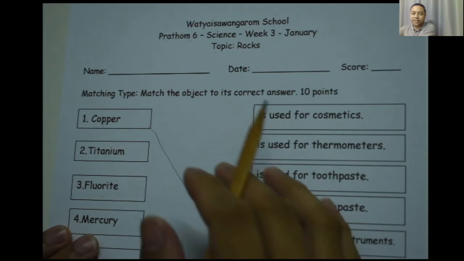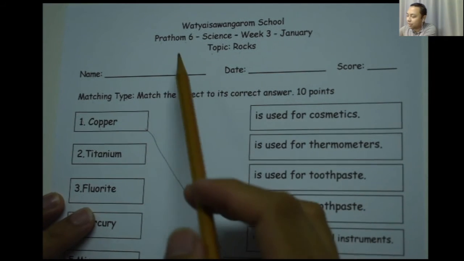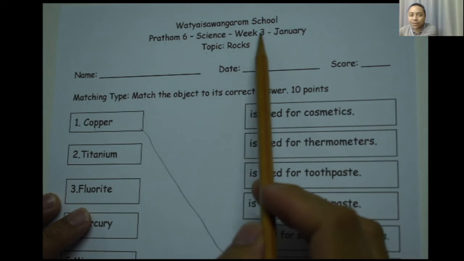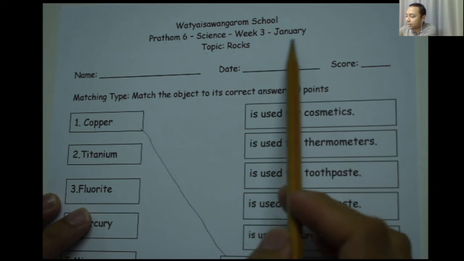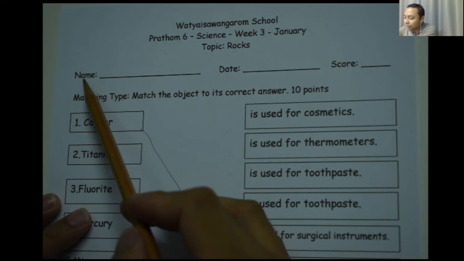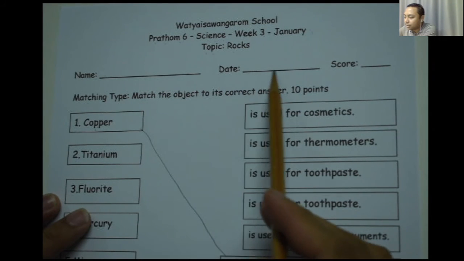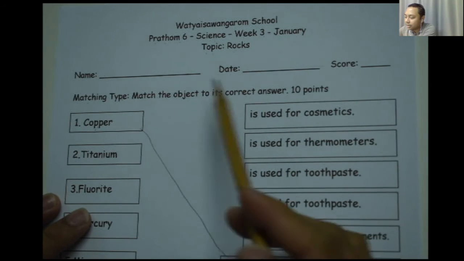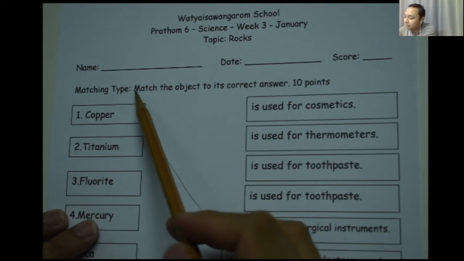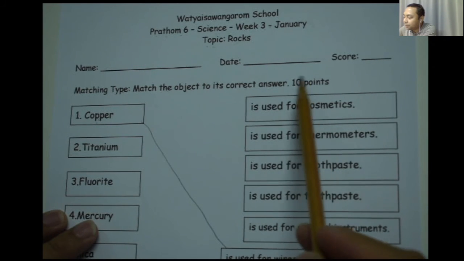The first one we're dealing with is the daily worksheet. Make sure it is written above Prathom 6 Science Week 3 for the month of January. And the topic is rocks. You write your name in here and the date the moment you answered this worksheet. Okay, let's read the instruction. Matching type. Match the object to its correct answer. This is worth 10 points.